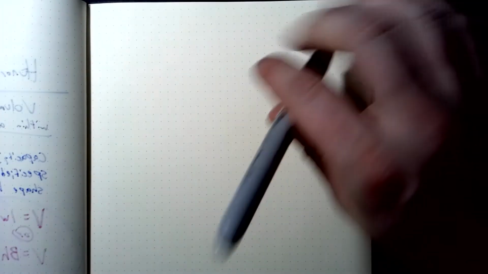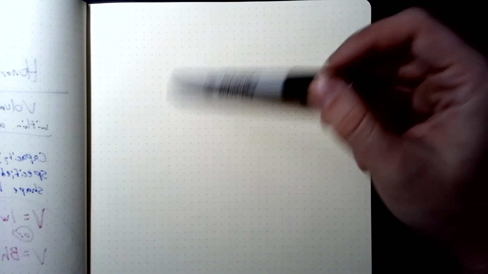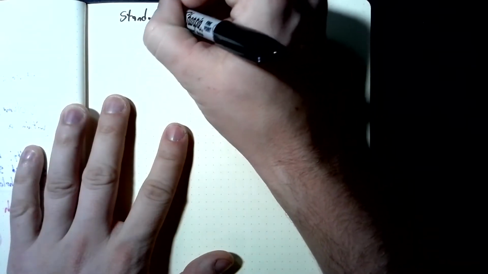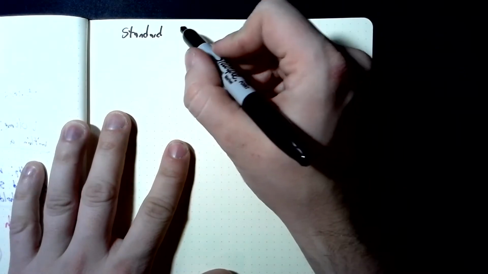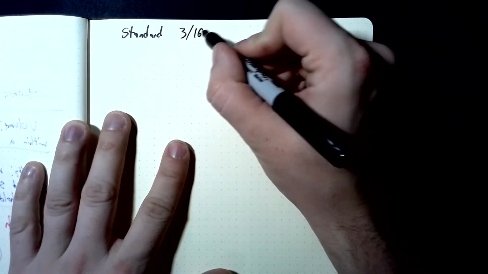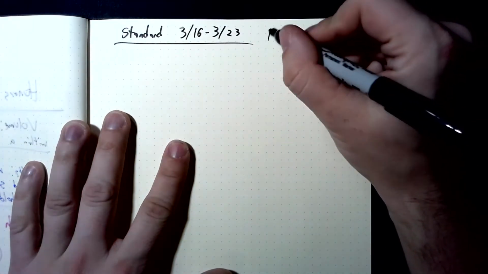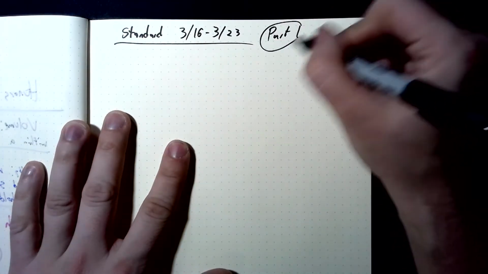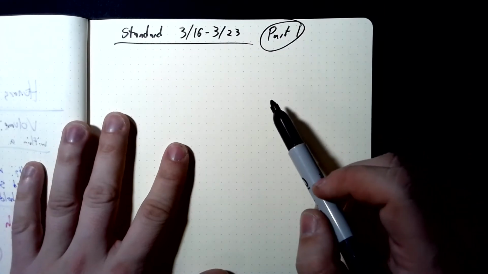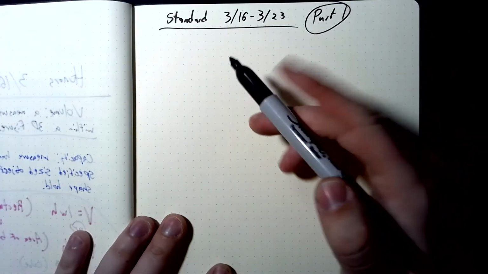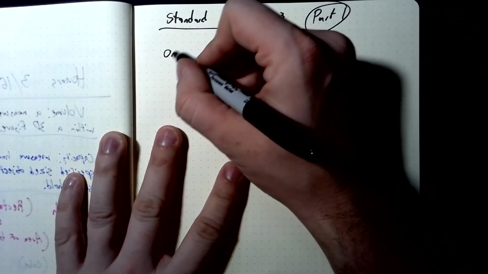Hello, hello! This is the first part of our video reviewing all of Unit 8, which is solving for expressions. This is primarily for my standard math class to help with the assignments assigned for 3-16 to 3-23. This is going to be part 1 of a series of videos to get you caught up in this section. For this part, we have, for starters, order of operations.